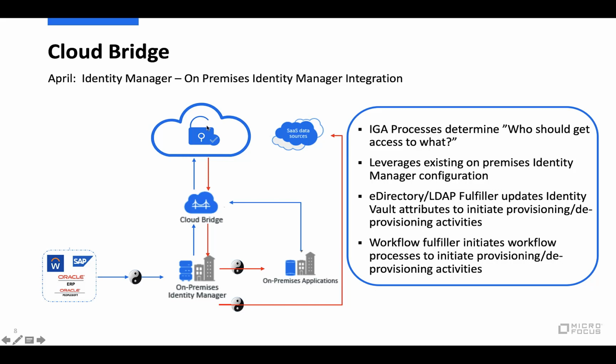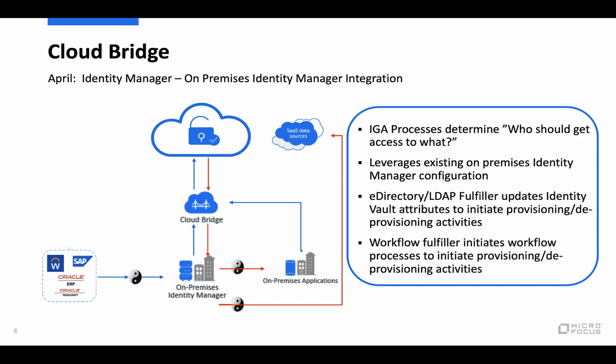So that flows from Identity Governance SaaS back down through the cloud bridge, again a secure conduit of communication, to Identity Manager, and then ultimately to provision to an on-prem application or to a SaaS application. This is done through 2 methods. You can use what's referred to as the eDirectory or LDAP fulfiller, which will update attributes on an on-premise Identity Manager deployment. And that can, of course, be used in a multitude of ways.